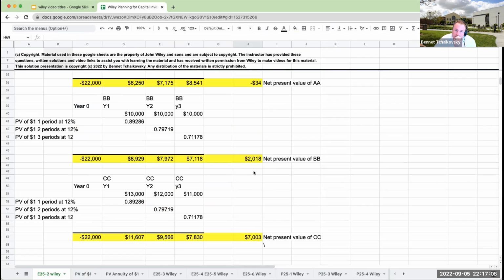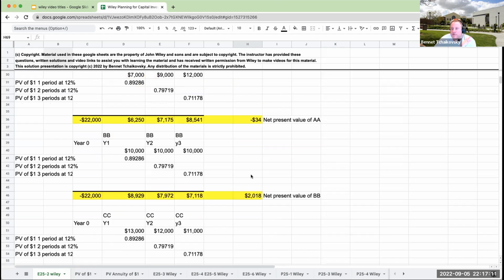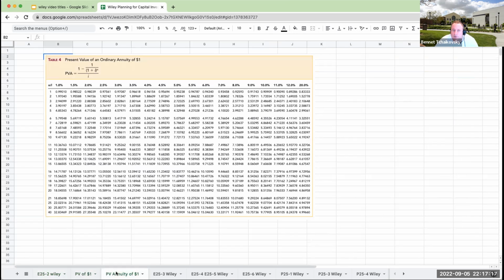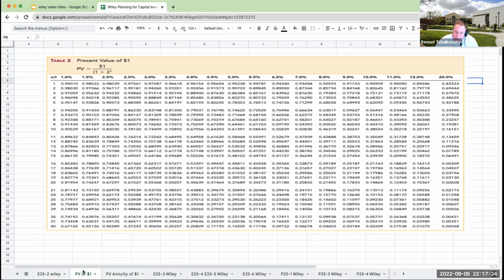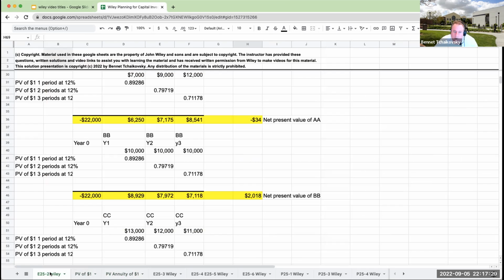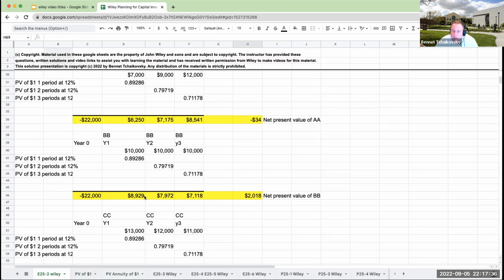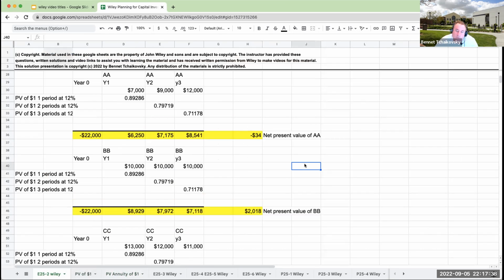Now, the one thing I do want to show you is that there are 2 different types of present value tables. There's a present value of a dollar, and then there's a present value of an ordinary annuity of a dollar. What's the difference? If I have a situation where the payments are the same every single year, I can use the present value of an annuity of a dollar. The only one which is like that is situation BB.